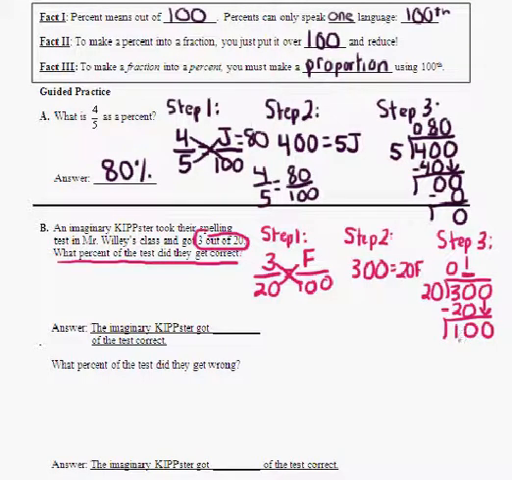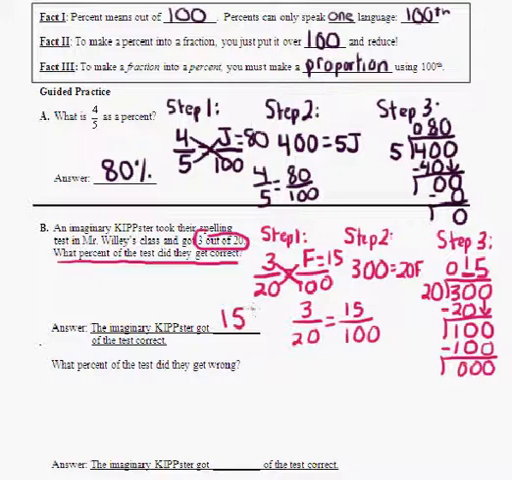Don't pass up 100. 20, 40, 60, 80, 100. Stop. My finger said 5, so a 5 pops up. My mouth said 100 and 100 goes down. Hook the line, subtract, subtract, subtract, subtract. I get all zeros here, which means in this case F equals 15. So again, we made a fraction, 3 over 20, into a percent language, 15 over 100, which means this Kipster got 15% of the test correct.